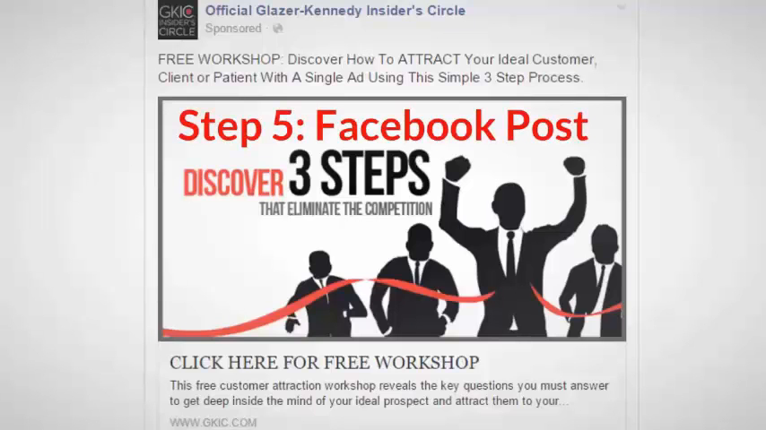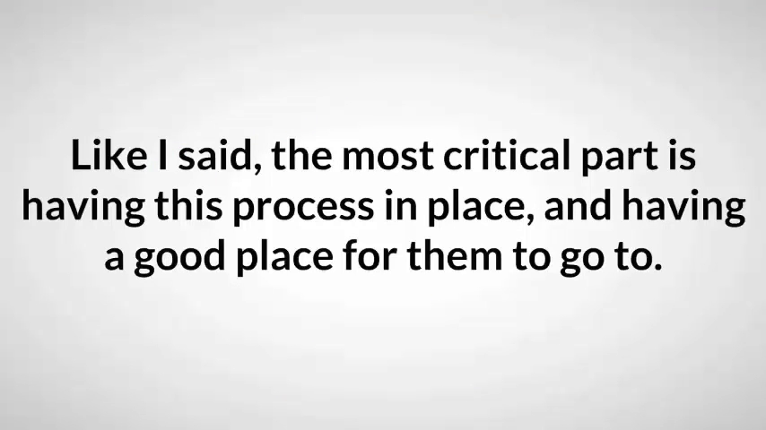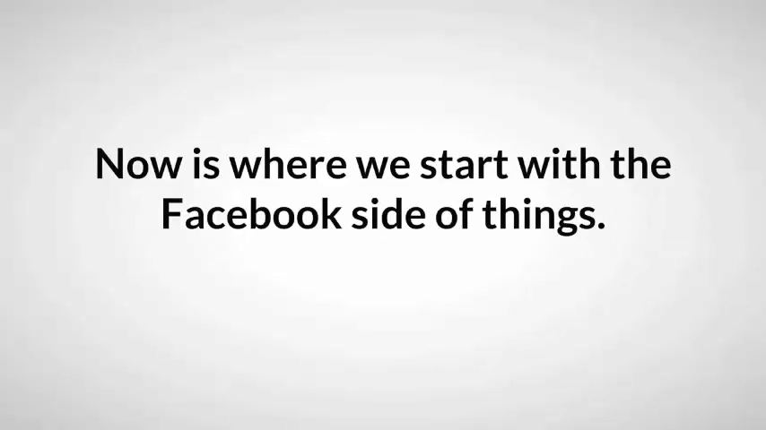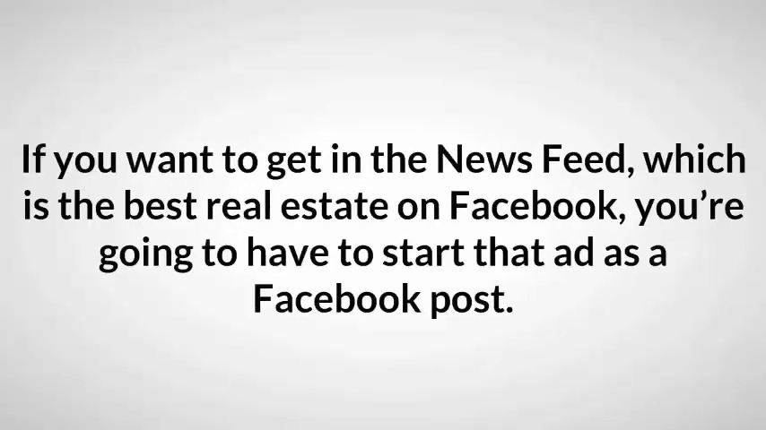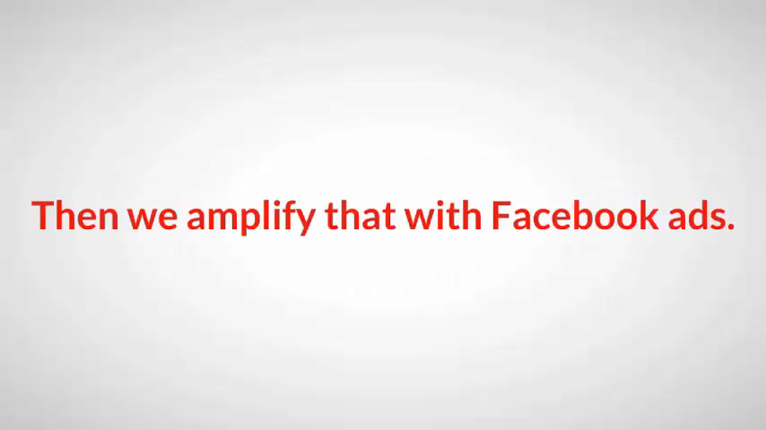Let's move on to step 5, which is the Facebook post. The next step in this 9-step process is the actual Facebook post itself. And like I said, the most critical part is having this process in place and having a good place for them to go to. Now is where we start the Facebook side of things. If you want to get in the news feed, which is the best real estate on Facebook, you're going to have to start that ad as a Facebook post. Then we amplify it with Facebook ads.